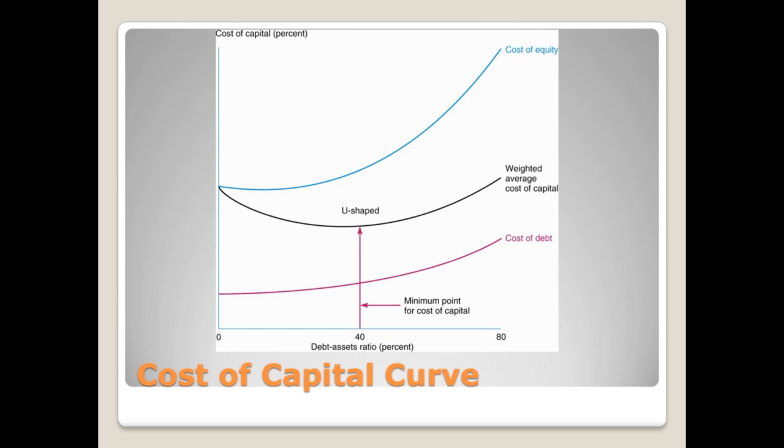See the cost of capital curve here. The cost of equity going up, the weighted average cost of capital follows suit, and then the cost of debt, minimum point for cost of capital shown here based off of the value of each of these lines here. It's the end of part 1.